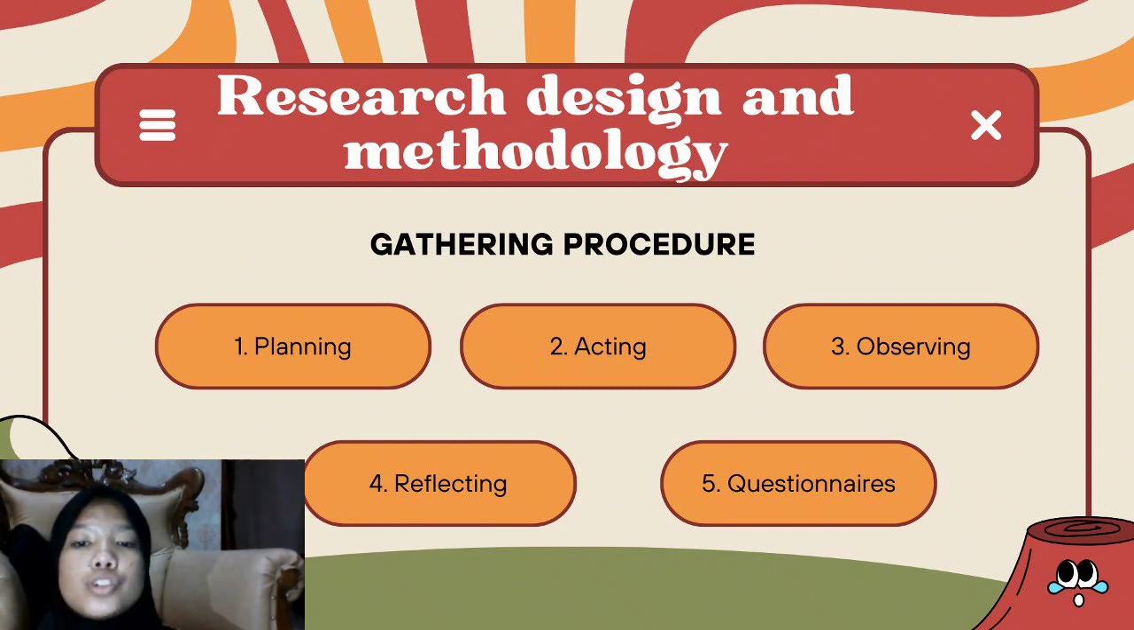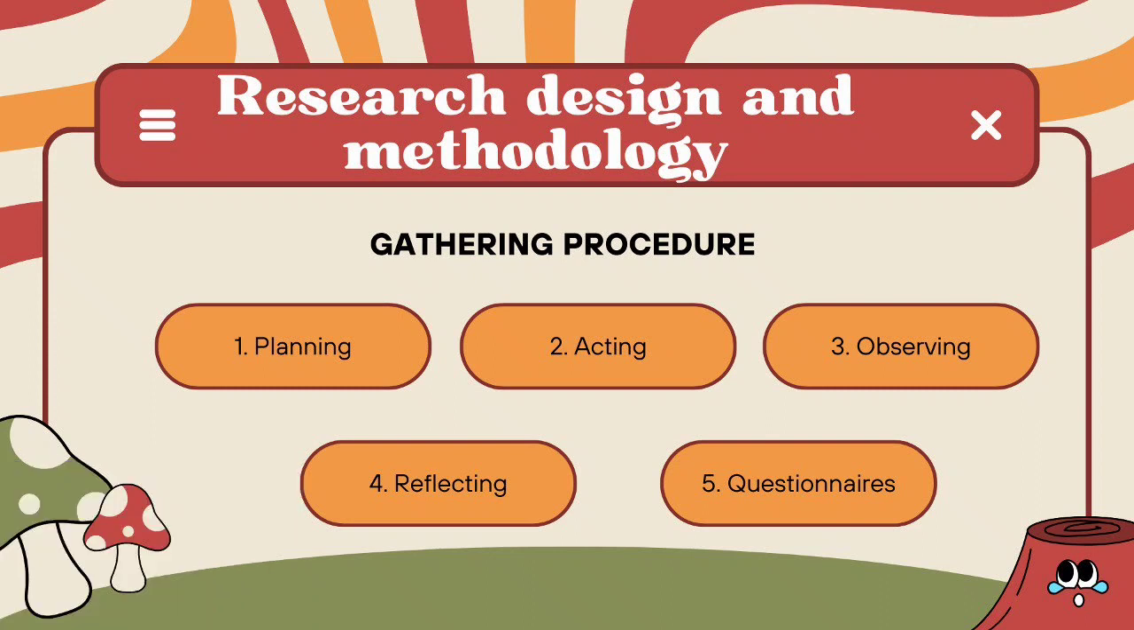Number 4, reflecting. The author reflects on the data collected and analyzes the effectiveness of the single picture approach in improving student speaking ability. Number 5, questionnaires. The author administered questionnaire to gather data on the student response to the implementation of the single picture approach. In summary, the gathering procedure used in the study involved planning, acting, observing, reflecting, and administering questionnaire to gather data on the student response to the implementation of the single picture approach.